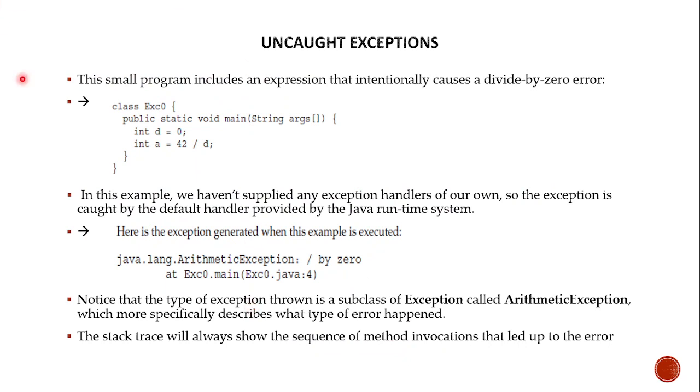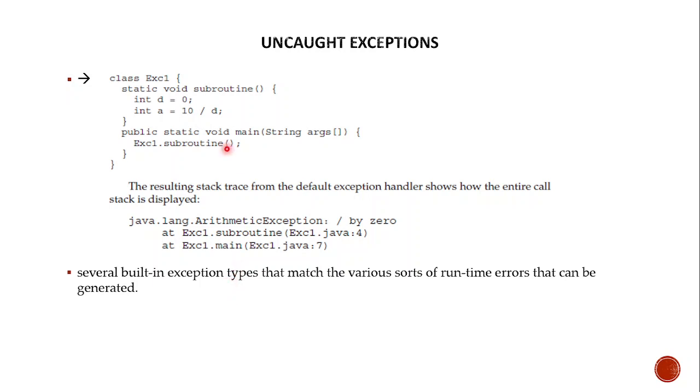So what did we do before, friends? We wrote that error inside main itself. You can see the error occurring within main, right? Now we will create a separate method and show the error there. In this class, the name of the class is exe1. We have created a method called subroutine, and there we are getting the error. You can observe here, d is equal to 0, a is equal to 10 divided by d. So the value of d is 0, and here the error is occurring.